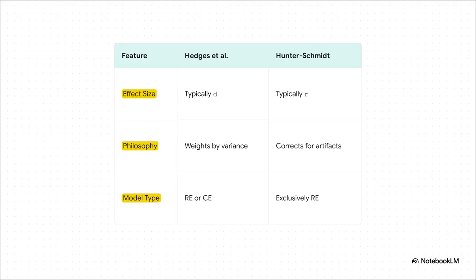Okay, so the two main toolkits in town come from groups led by Hedges and Schmidt. You can think of it like this. The Hedges approach is all about precision. It gives more weight to bigger, more accurate studies. The Schmidt approach, on the other hand, is really focused on correcting for statistical imperfections, all the little artifacts that might be muddying the waters and hiding the true relationship.